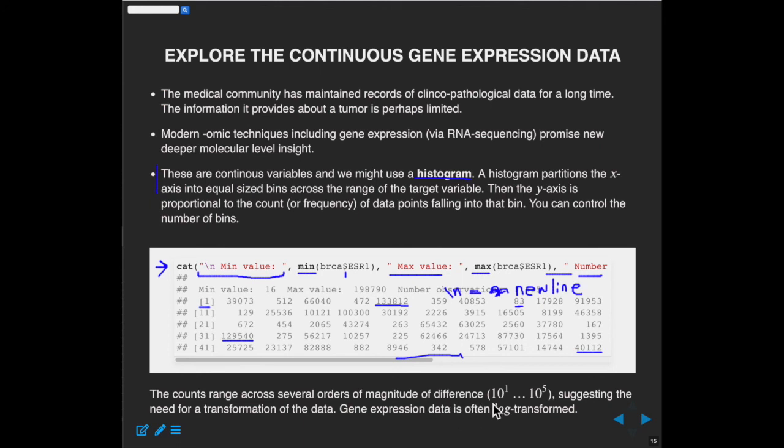Okay, we're going to come back to this, but when you see data that ranges over so many orders of magnitude, from 10 to the 1, like 83, maybe it's 10 to the 2, but still, up to 10 to the 5, which is 200,000, that suggests maybe you're going to need to transform the data. Often, gene expression data is log transformed, and you're going to see that we do that later on.